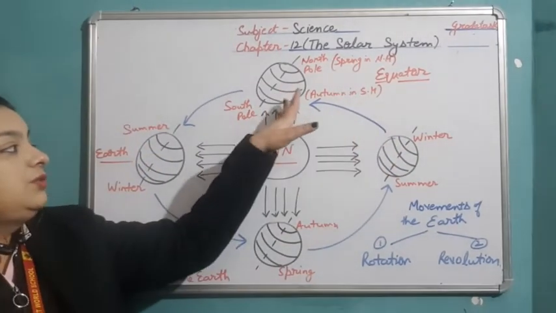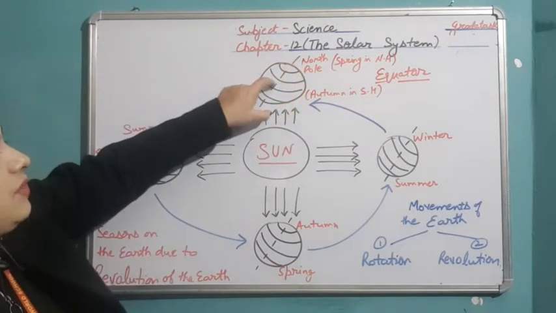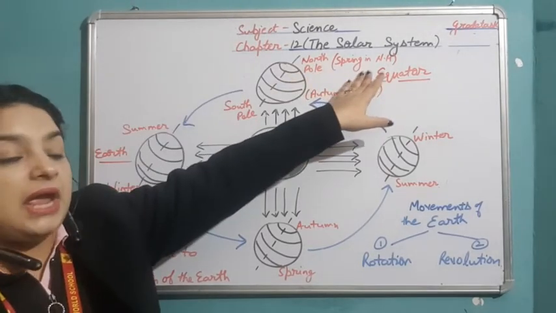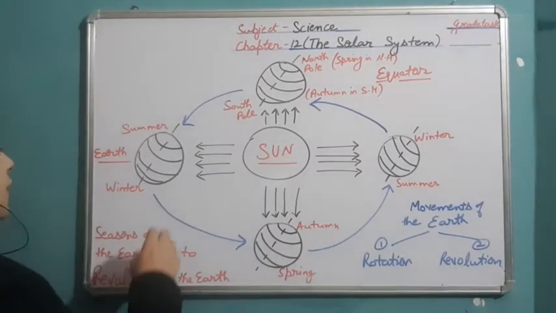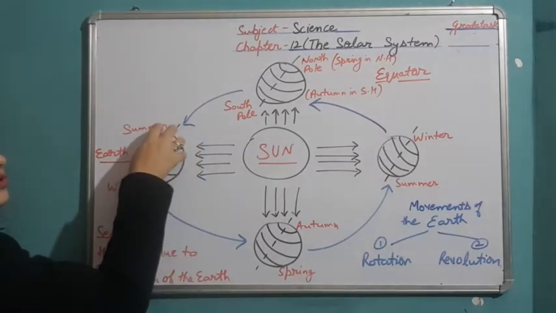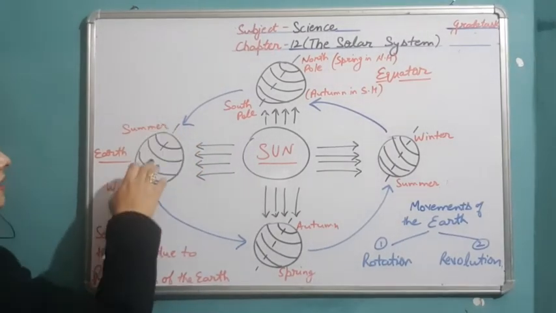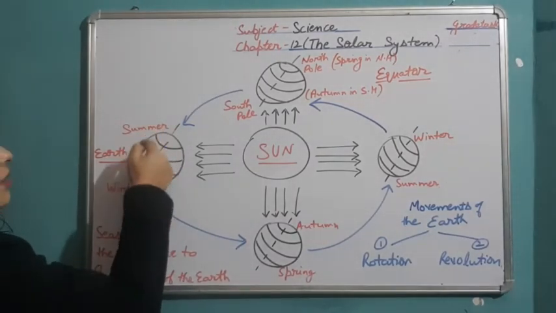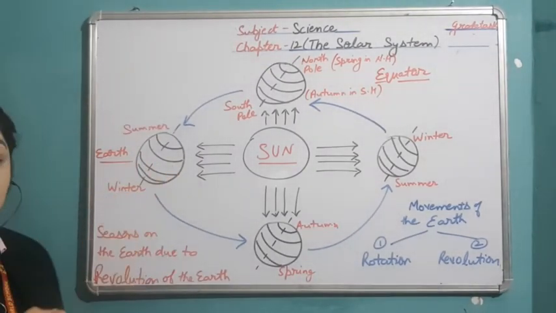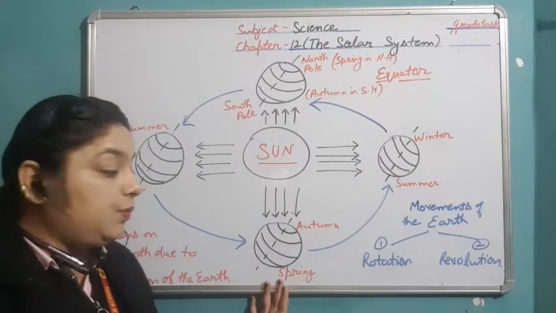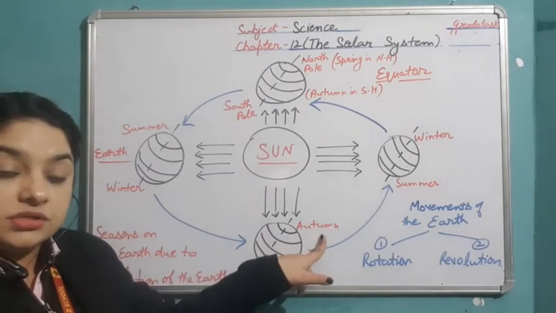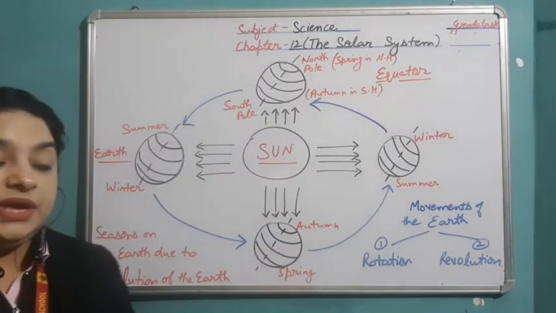Now after that, when earth will be in this position, southern hemisphere will be having autumn, and northern hemisphere will be having spring. When again at this point now, the northern hemisphere is exactly in front of the sun, so this portion will be getting direct sun's heat. This portion, that is your northern hemisphere, will be having summer, and the southern hemisphere will be having winters. And when earth again comes to this position, then northern hemisphere will be having autumn, and southern hemisphere will be having spring season.